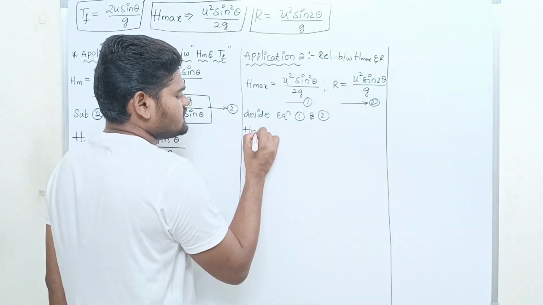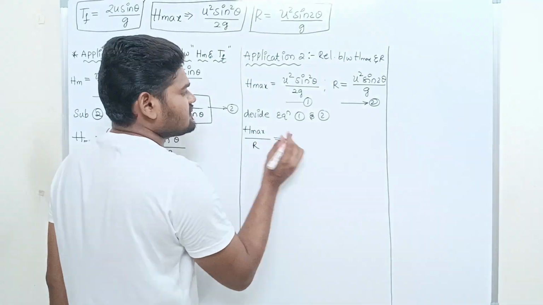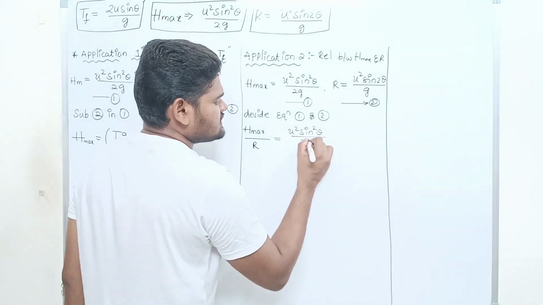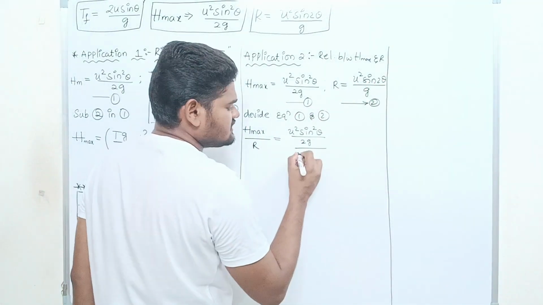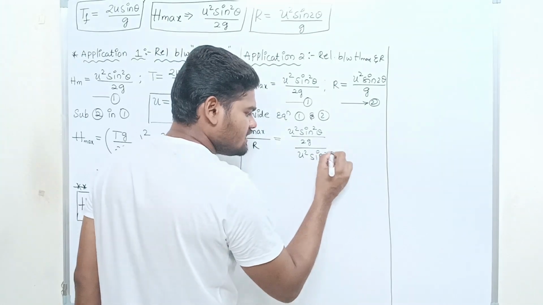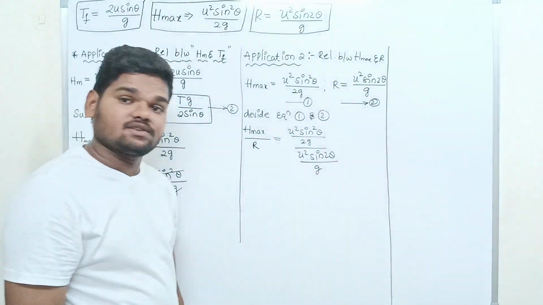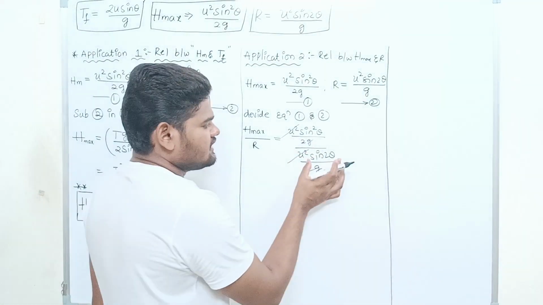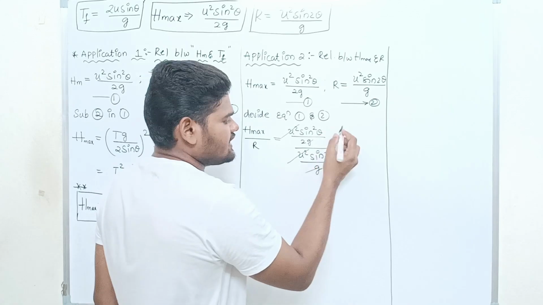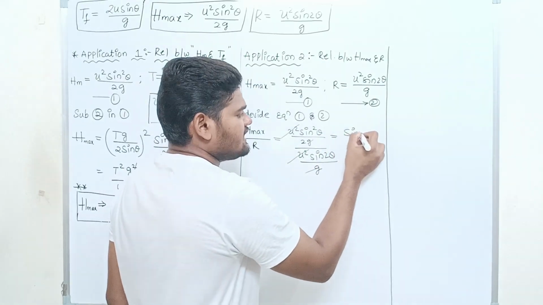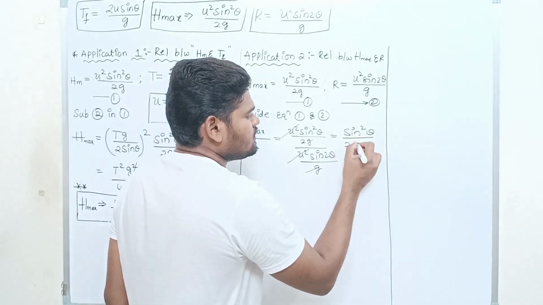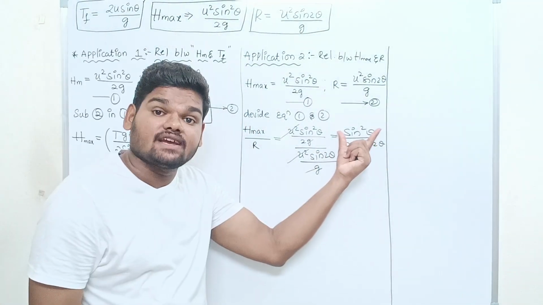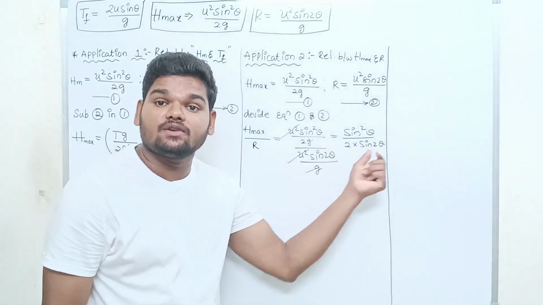So we got h maximum divided by range is equal to u square sin square theta by 2g divided by the range, which is u square sin 2 theta by g. Have a look: u square gets cancelled out, g gets cancelled out, and sin 2 theta comes here. So you will get sin square theta divided by 2 into sin 2 theta.